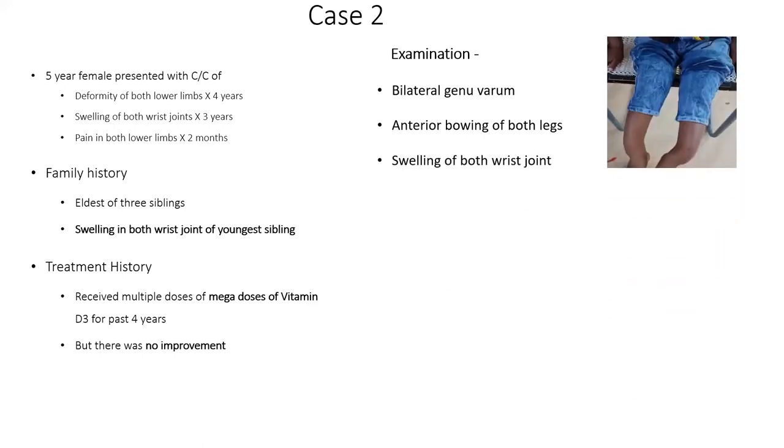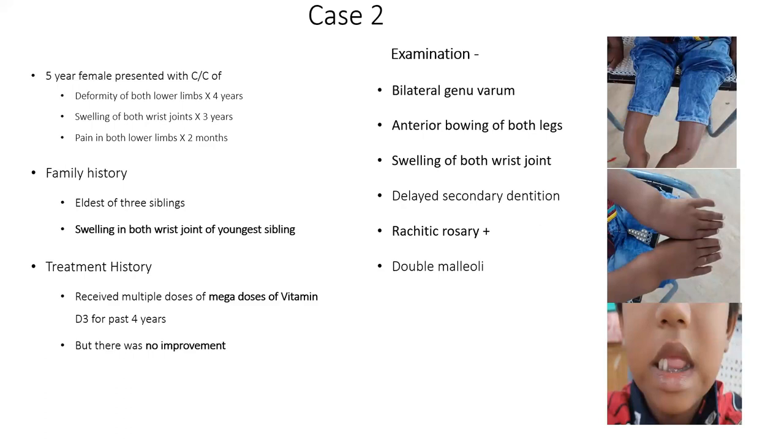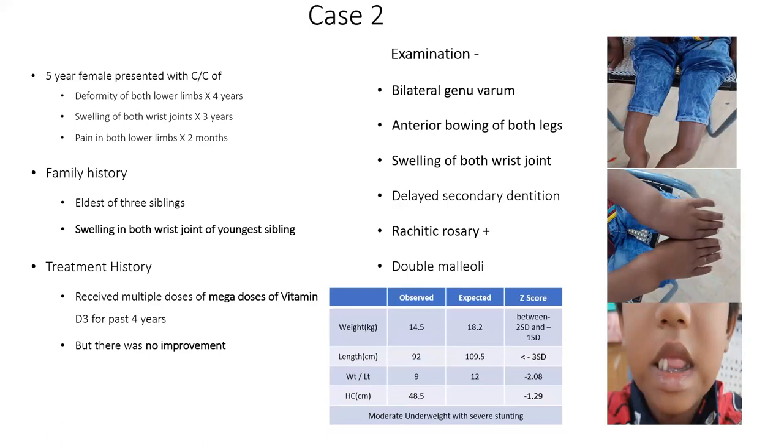On examination, there is bilateral genu valgum deformity, anterior bowing of legs, and widening of wrists, with delayed dentition, and other features like rachitic rosary and double malleoli present. On examination, this child is wasted and stunted. On anthropometric examination, this child is underweight with severe stunting.